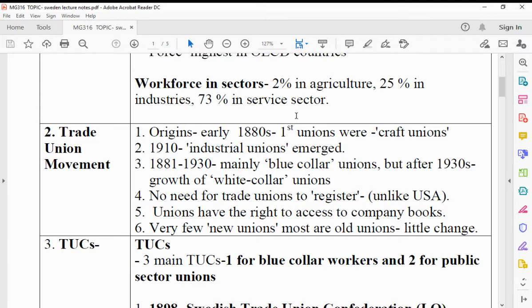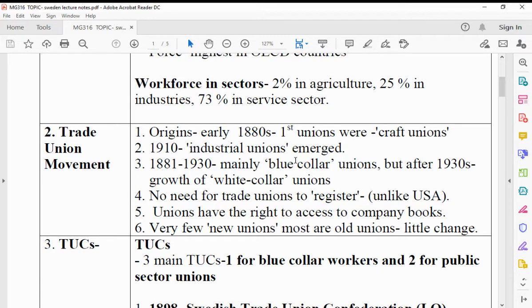But just to refresh your memory, industrial unions are unions that are present in a particular industry, in a particular sector, and workers from that particular industry or sector are able to join that union, whereas enterprise unions are specific to just one organization only. So if you belong to one particular organization, then you can become a member of that union. From the 1880s to 1930s, mainly blue collar unions, but after 1930s, there was a growth of white collar unions.